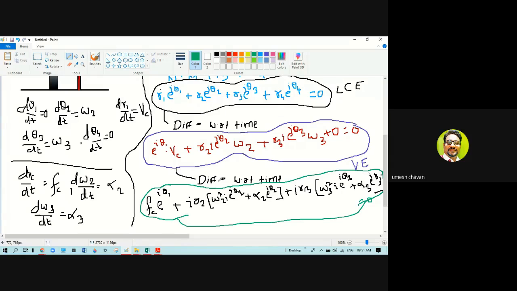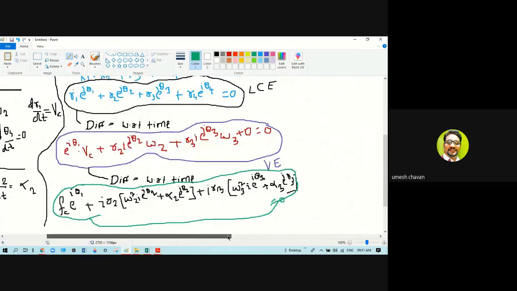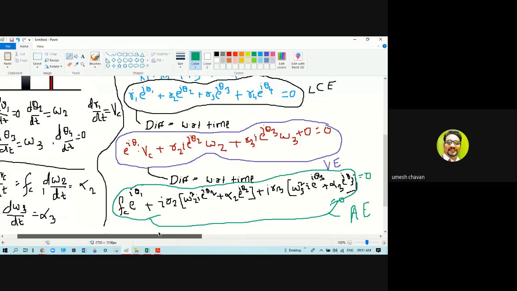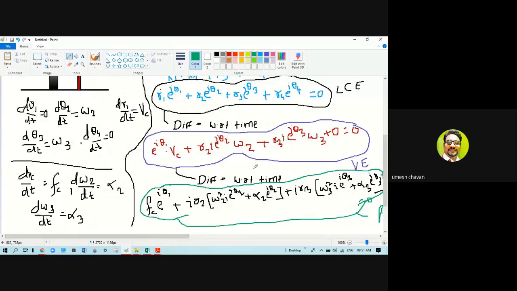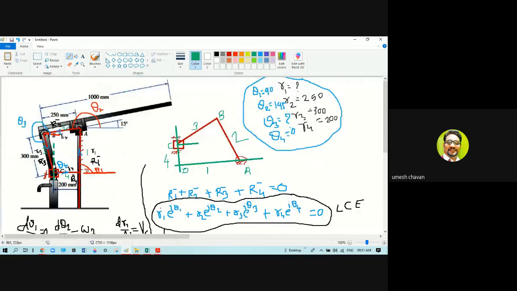So these are the equations involved in the solution of this well pump problem. I hope all of you are getting this. This is equal to 0 here you can put, and this is the acceleration equation. Solve this equation for alpha 2 and alpha 3. So this is the methodology for getting the answer of this well pump.